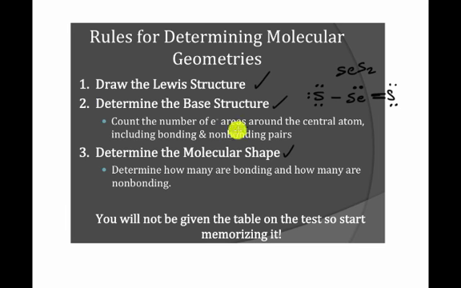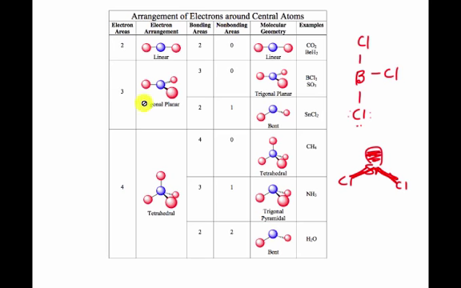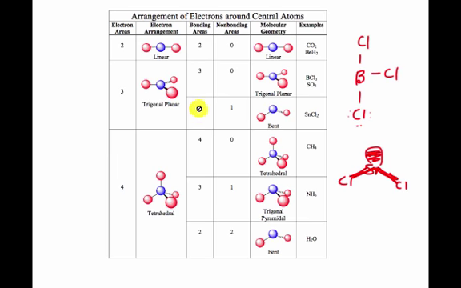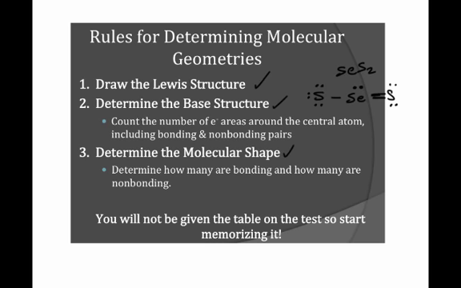Step 3. Then I figure out 1, 2, 3. So then I go to my chart. 3 areas of electrons. I have a base trigonal planar structure. Okay, that's my base structure. Then I'm going to say, okay, how many of these are bonding and how many are non-bonding? Well, I have 2 bonding and 1 non-bonding. So I look on my chart. 2 are bonding, 1 is non-bonding, and boom, my shape is bent. So I would say that this is a bent shape.